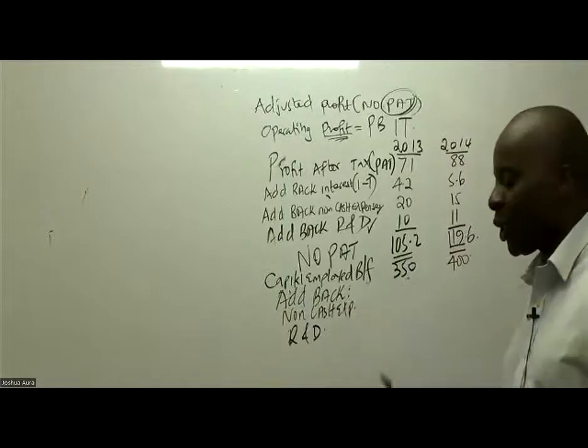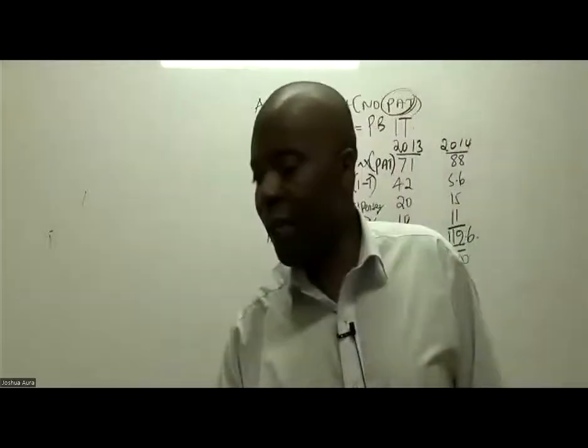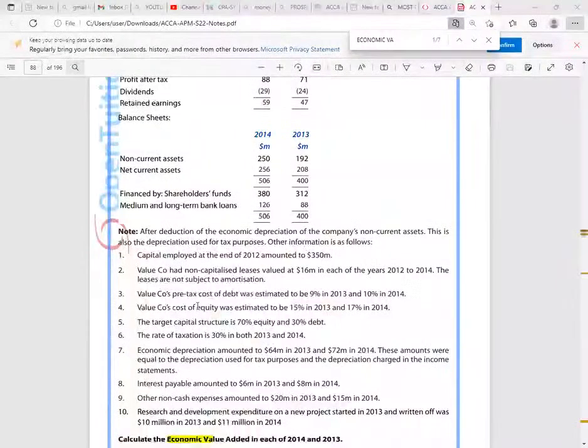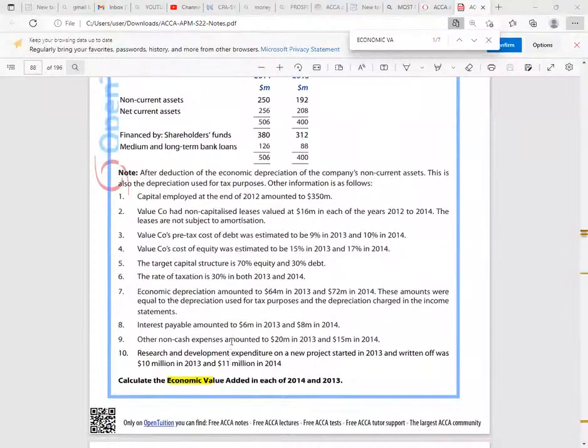Add back the non-cash expenses for 2013. What figure should I write? The non-cash expenses here for 2013. What figure should I write here?